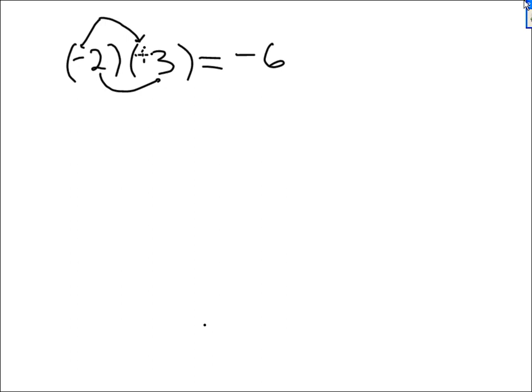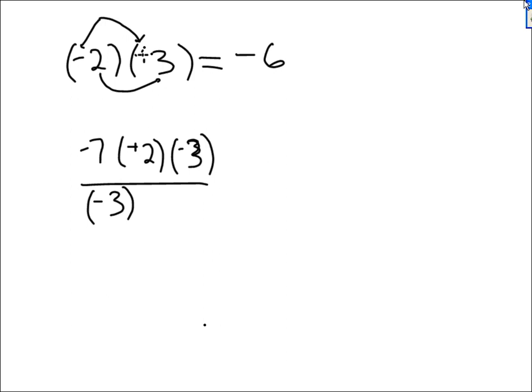Try one more. Suppose you have 7, negative 7 times positive 2 times negative 3 divided by negative 3 times negative 4. Okay? Maybe here's a case where we'll deal with the numbers first. Negative 3 over negative 3 is 1. Okay? Positive 1. Multiplying by 1 doesn't do anything.